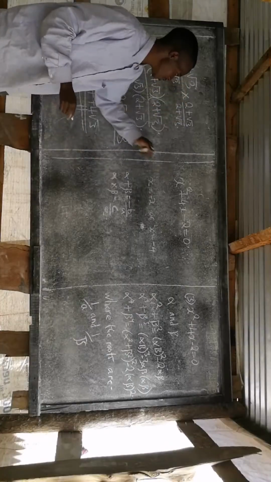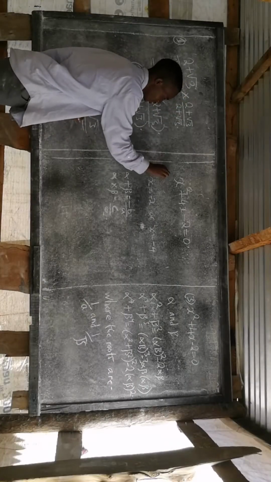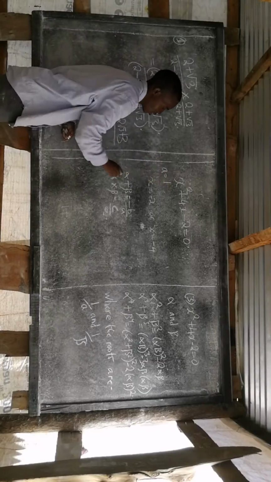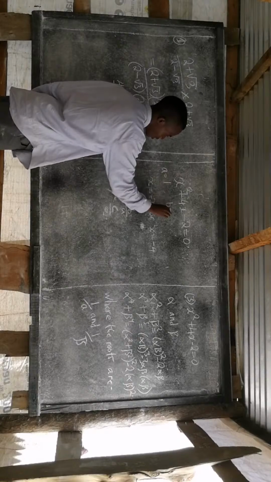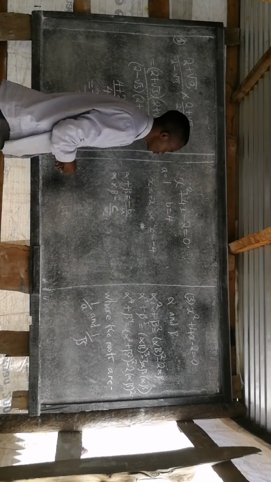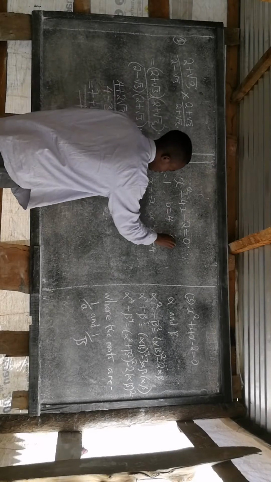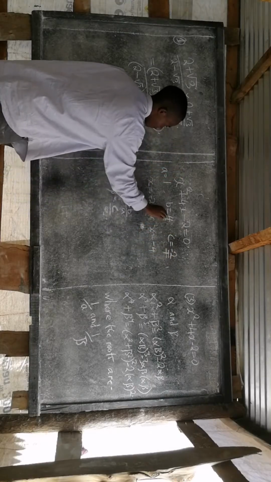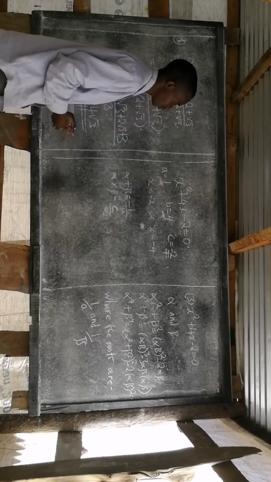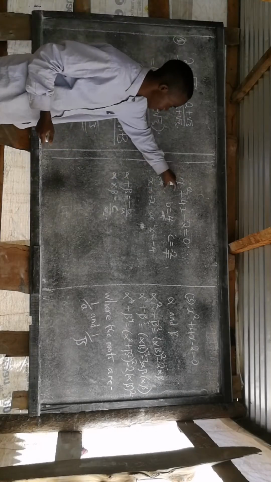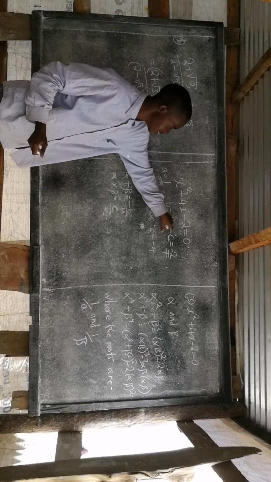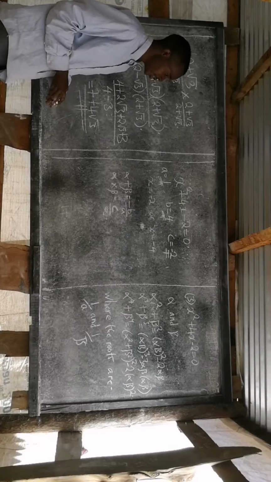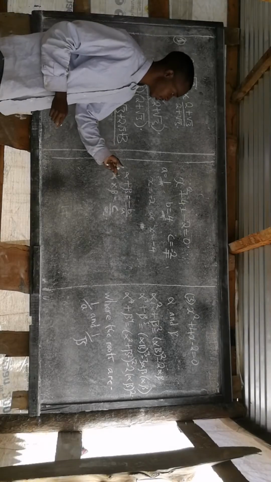So our a is 1. b is 4. Then our c is negative 2. So those are the things we need to know: a is 1, b is equal to 4, then c is equal to negative 2. Yes, that is what we need to know.